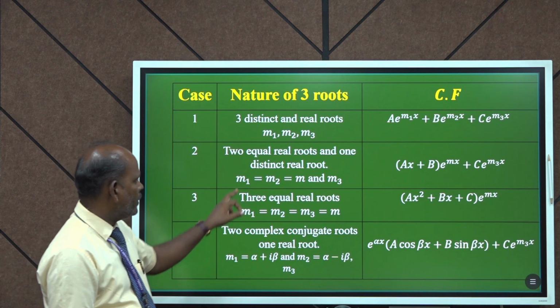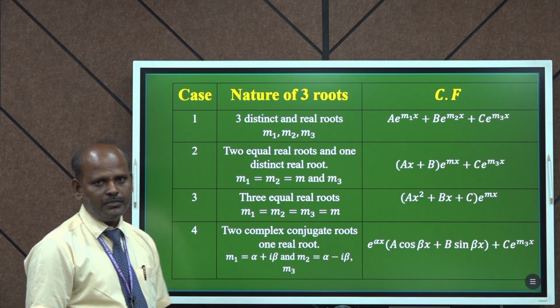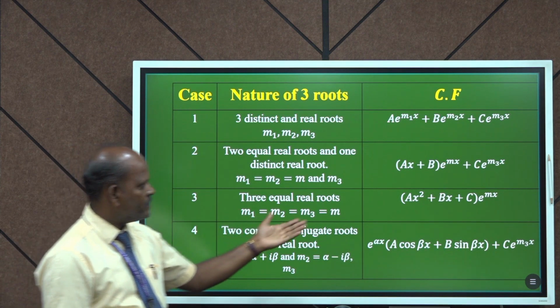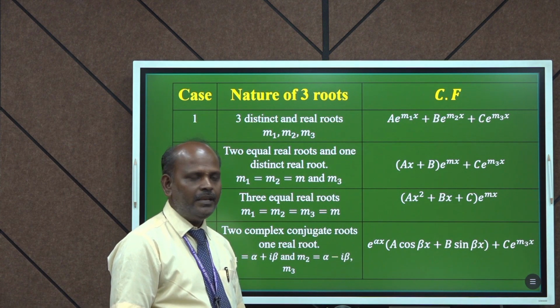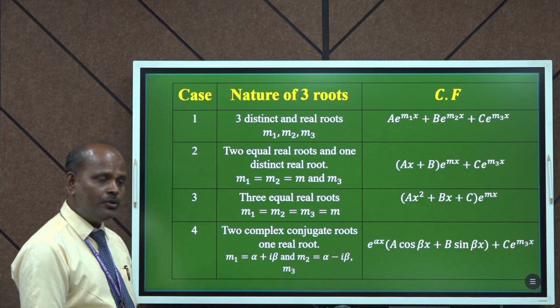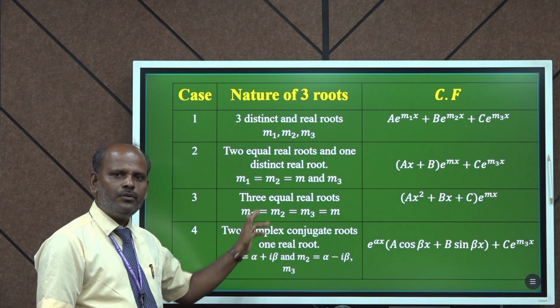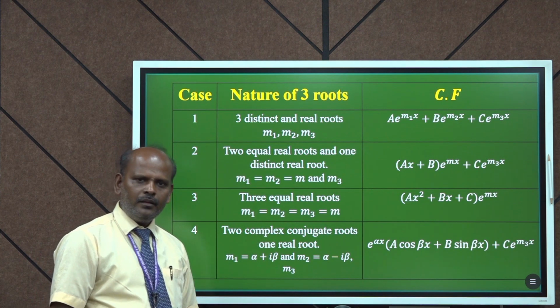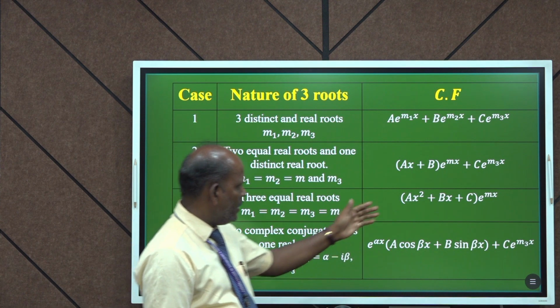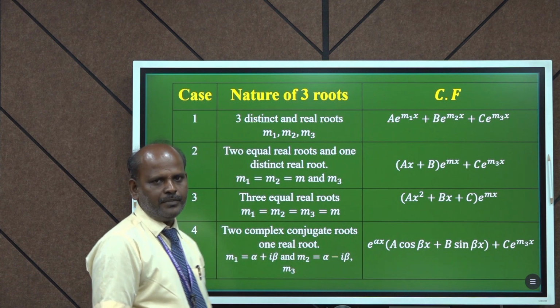Suppose out of three roots, two roots are equal and one is a distinct root. In that case, m1 is equal to m2 is equal to m and the third one is m3. Therefore, our CF is (ax plus b) into e power mx plus c into e power m3x. Suppose our three roots are equal, m1 is equal to m2 is equal to m3 is equal to m. In that case, our CF is (ax square plus bx plus c) into e power mx.